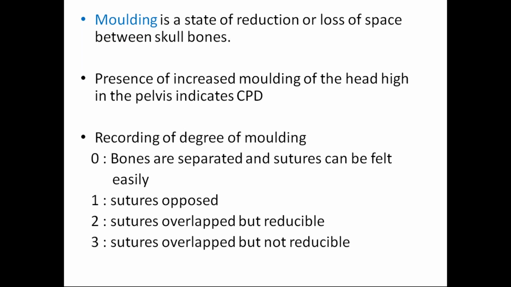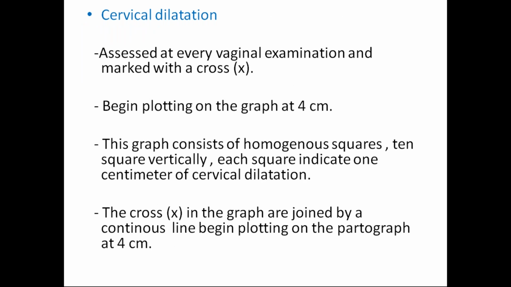There are various degrees of molding, and 0 is the bones are separated easily and sutures can be felt easily. In grade 1, the sutures are opposed, and in grade 2, the sutures are overlapped, but those are reducible. In grade 3, sutures are overlapped but not reducible.